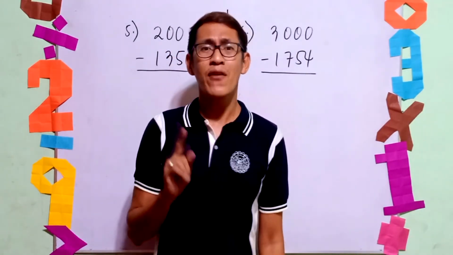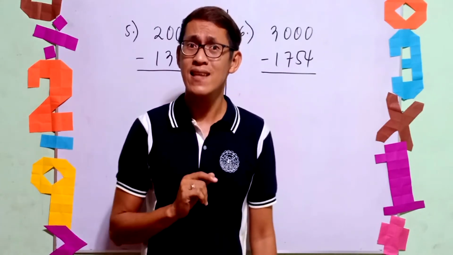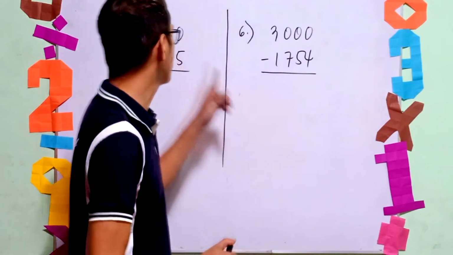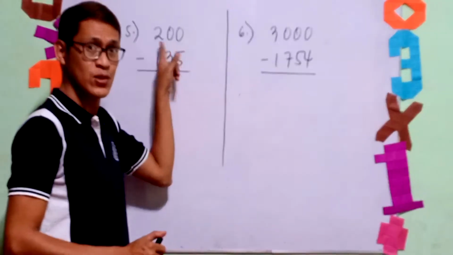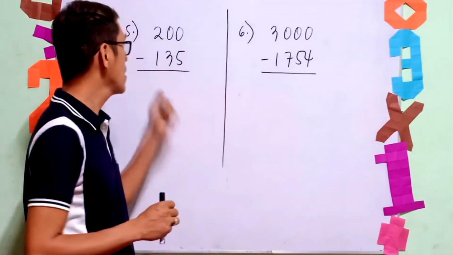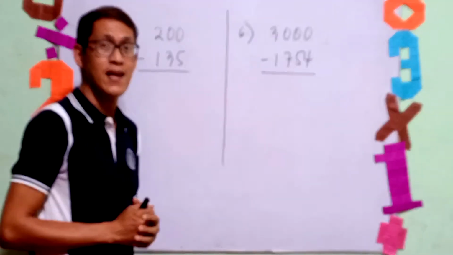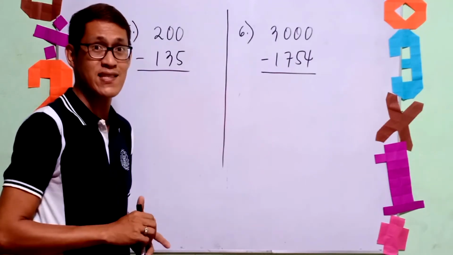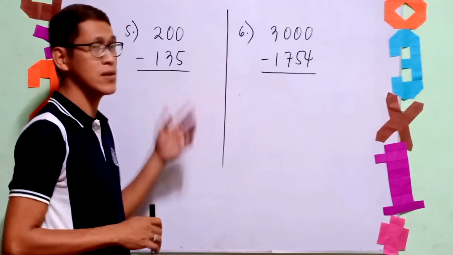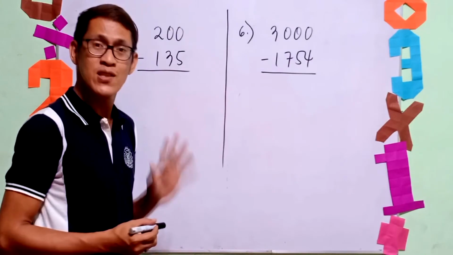Now let's go to the second idea where subtraction can be done mentally. That is, if the first number ends in zeros. For example, here you have 200. 200 ends in 2 zeros, minus a number that does not end in zeros. So how will you do this mentally? So what will you do?